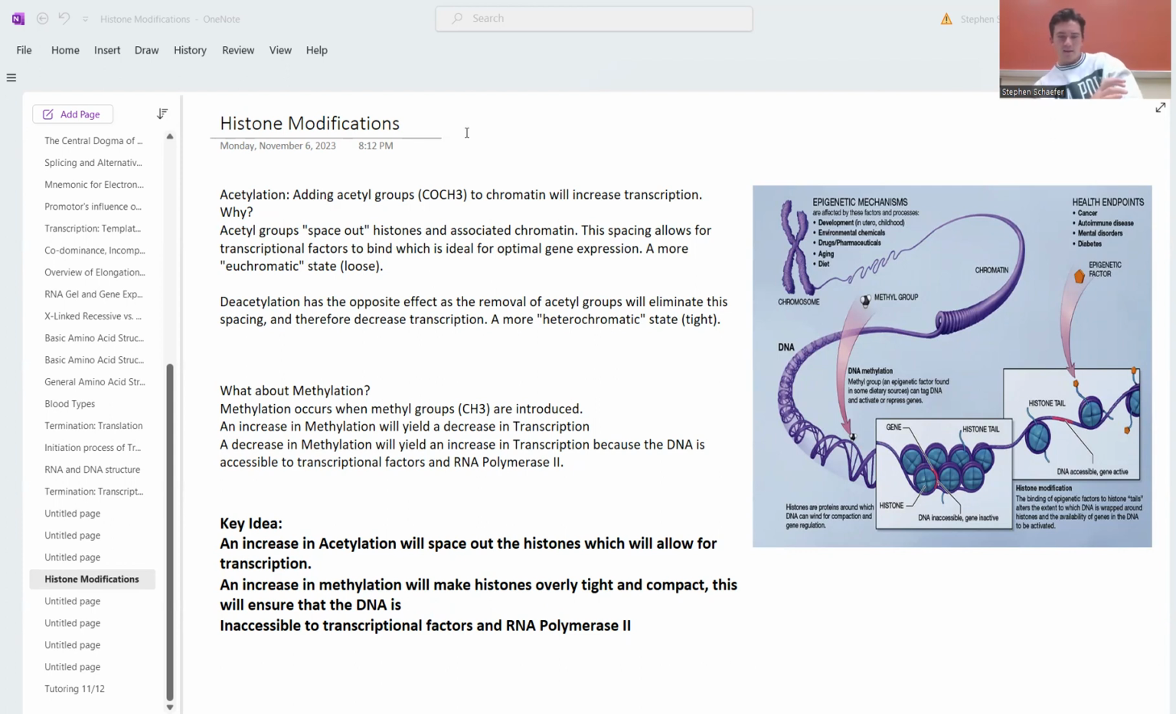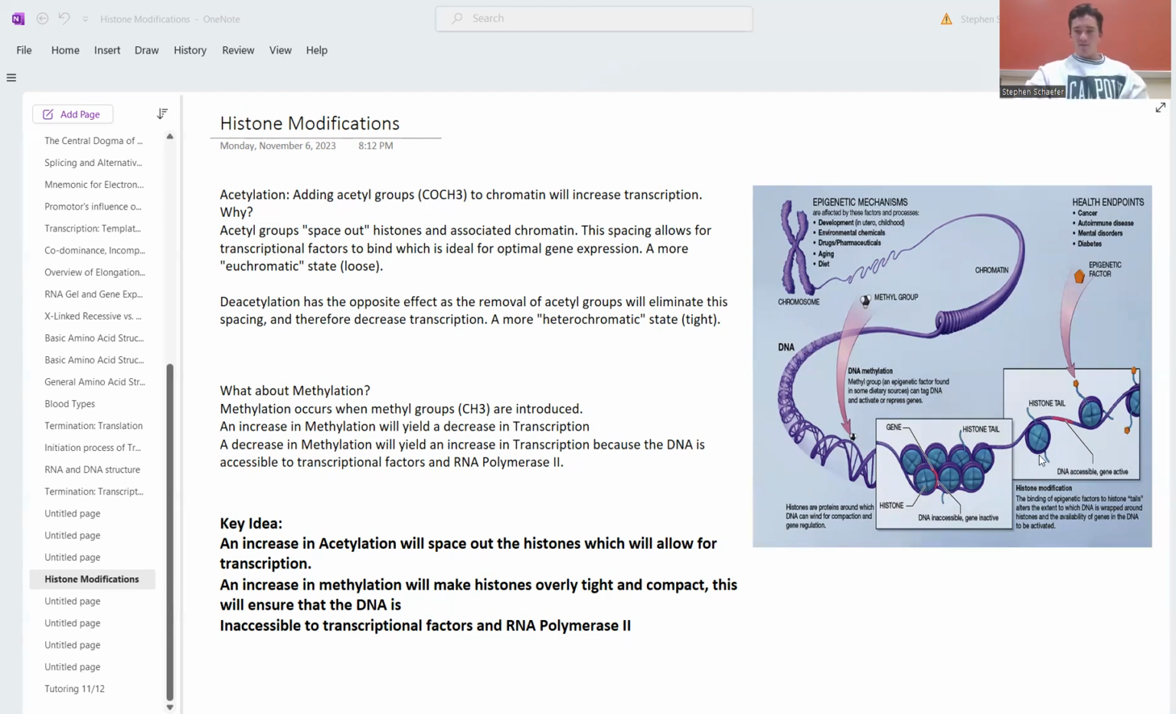So the key idea is an increase in acetylation will space out our histones. This will allow for optimal transcription. But on the flip side, if we're increasing methylation, we're making the DNA less accessible to transcriptional factors and RNA polymerase. We're making it too tight, and we're making it more heterochromatic.